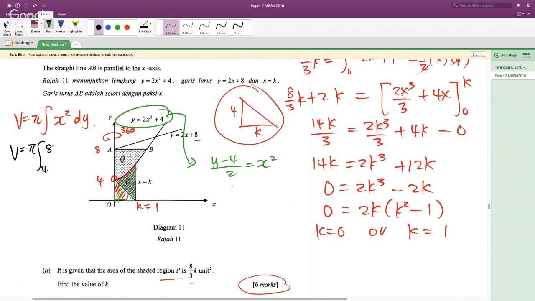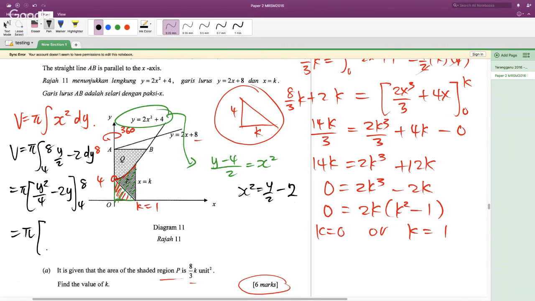My x squared, I'm going to separate this one now. It's y over 2 minus 2. So integrate y over 2 minus 2 dy. Then I will just leave the pi outside and do the integration: y squared over 4 minus 2y. Then you just substitute and you should be able to get the correct answer.